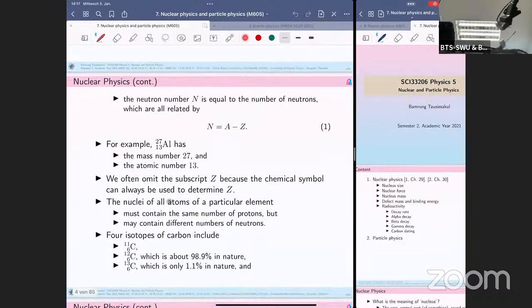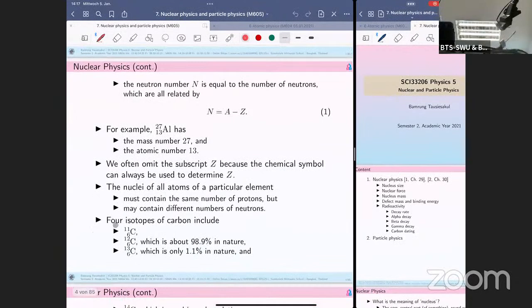The nuclei of all atoms of a particular element must contain the same number of protons, but may contain different numbers of neutrons. It means they are isotopes. You know the word isotope, right? Of course, the number of protons would be the same for a single element, but within a single element, the number of neutrons in the nucleus might be different.